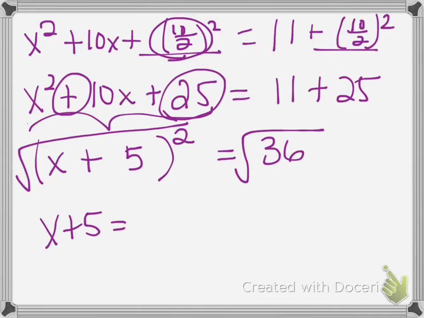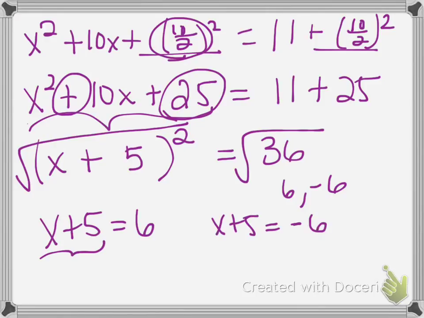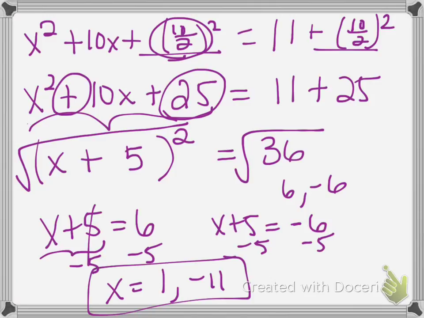That's going to equal the square root of 36, which, remember, is 6 and negative 6. So I have to set x plus 5 equal to 6, and I have to set it equal to negative 6, both the positive and negative, because that is the solution when you take the square root of 36. Now I subtract 5, and I get x equals 1. And here I subtract 5, and I get x equals negative 11. So those are my two solutions.